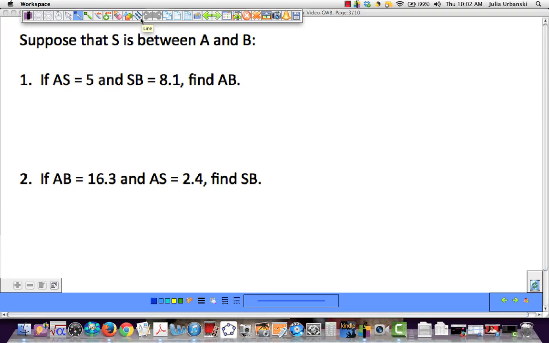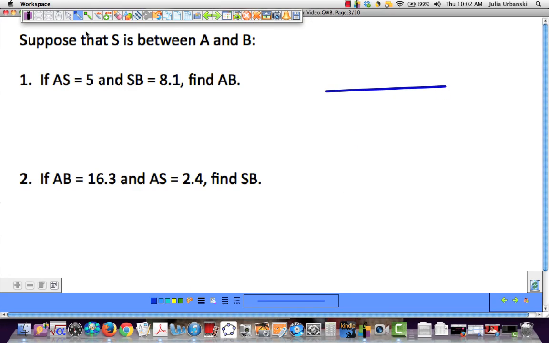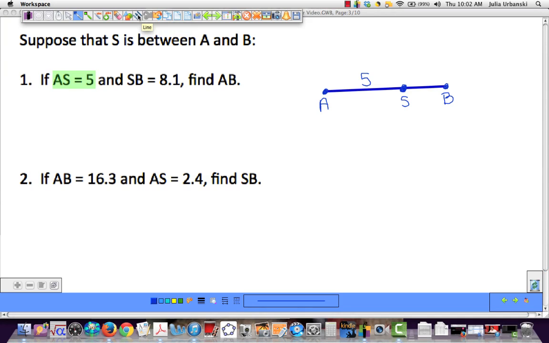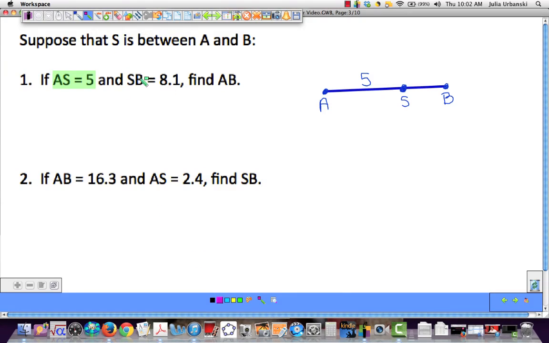Suppose that S is between A and B. So we have to have a segment here, and the endpoints are A and B, because S has to be between them. So here's A, and here's B. S is somewhere between them, and it doesn't matter where. It's just a sketch drawing. It's not a perfect diagram yet. Now we just take what they gave us. If it's true that AS equals 5, so I'm going to put 5 right here for AS, and SB here is equal to 8.1. Go to the diagram and put 8.1 under segment SB. Here's segment SB, so I'm going to put 8.1.